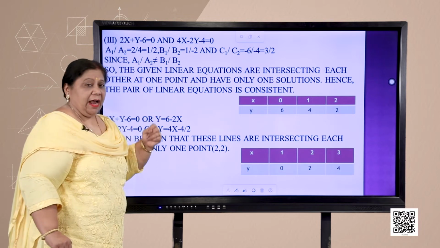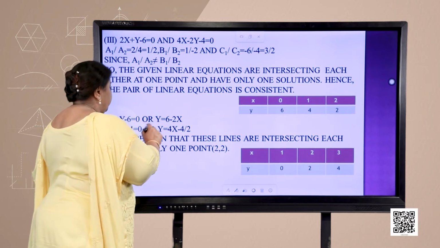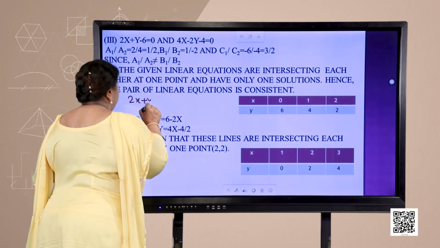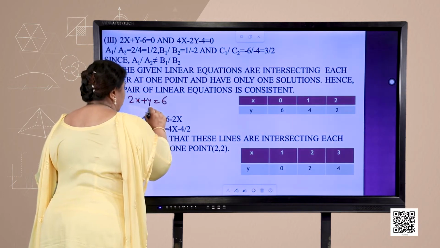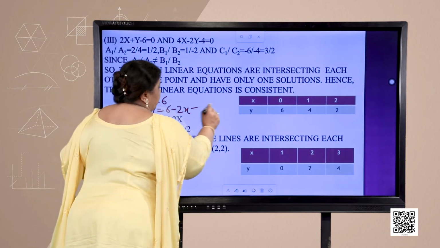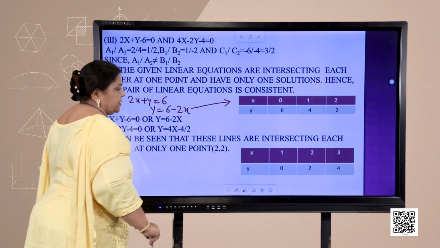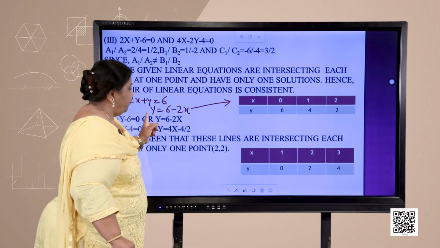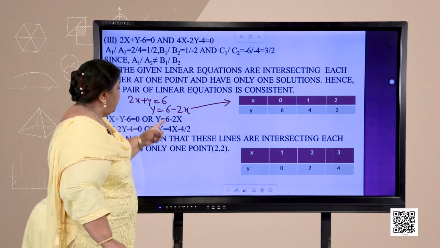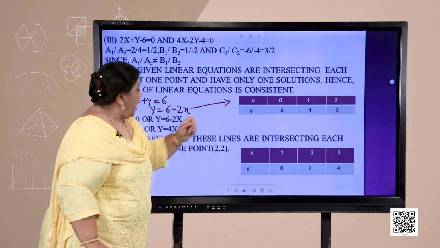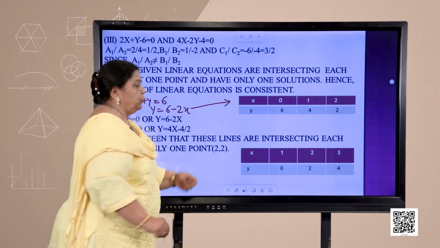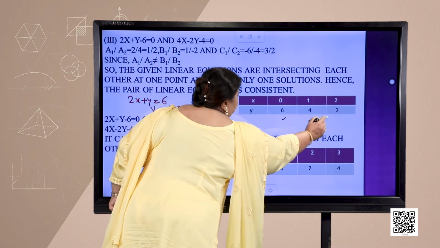In order to draw the graph, let us take out the points. We have here from the first equation 2x plus y is equal to 6 or y is equal to 6 minus 2x. When we put the value of x as 0, we get the value of y as 6, and on substituting the value of x as 1, we get 6 minus 2 as 4, and on substituting the value of x as 2, 6 minus 4 is 2. So, these are the points we have got.